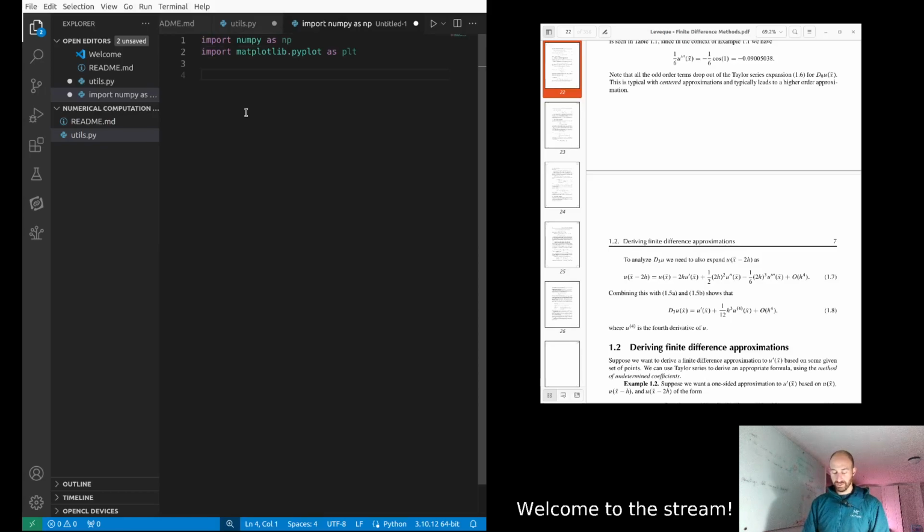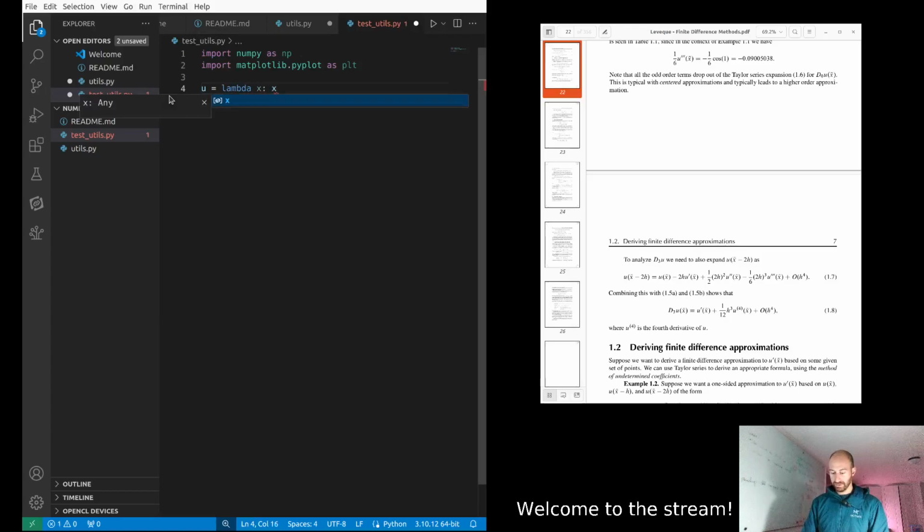And what can we try? Maybe we can try a classic one. What do we call this file? We call it test utils, yeah. And we're going to give it a function. Let's start with the function u. What's a classic one? Perhaps x squared is a classic one. So let's define lambda x squared.